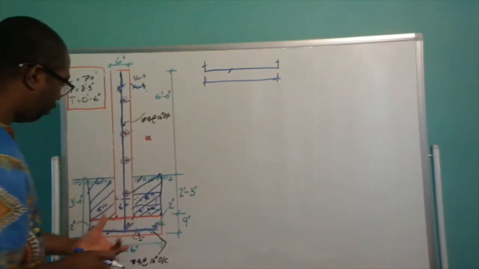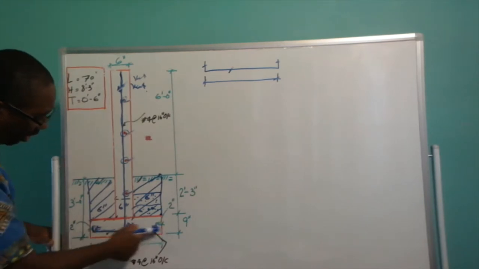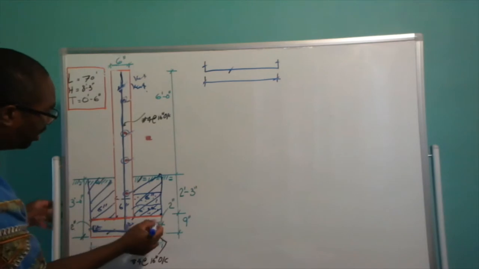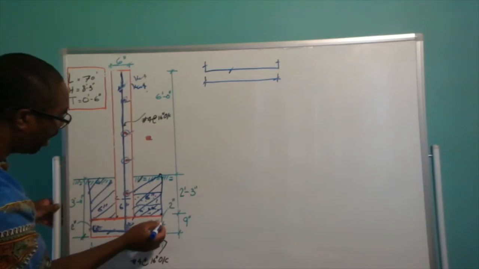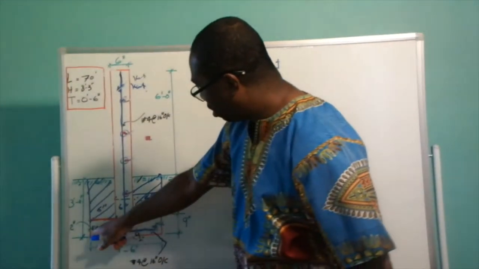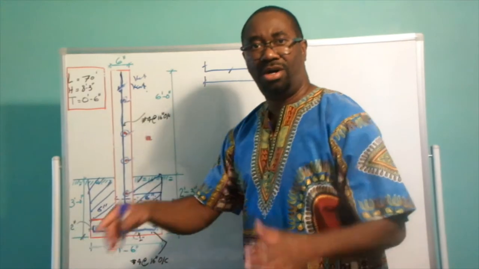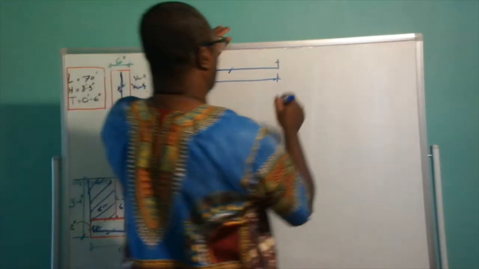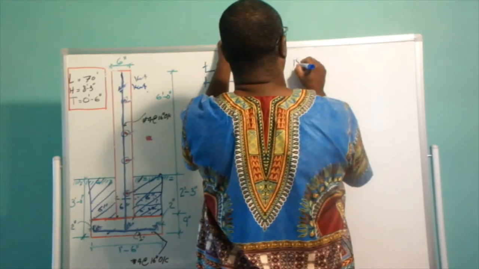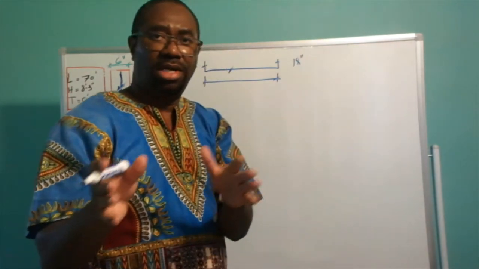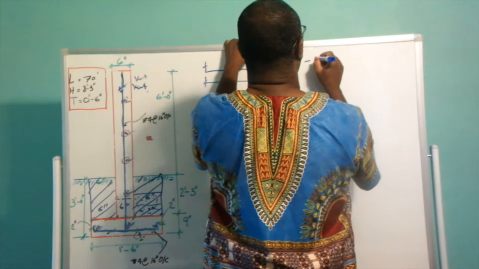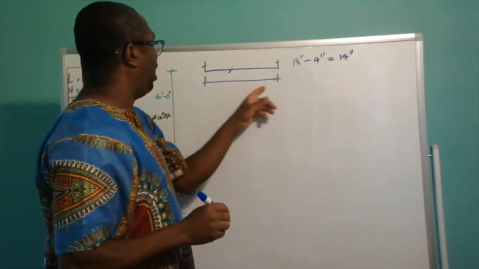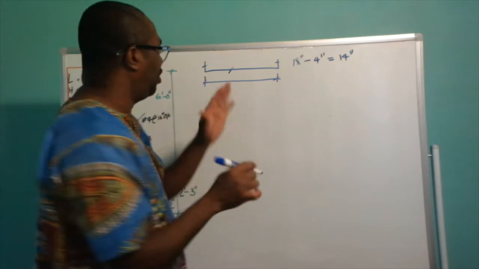So to obtain the length from this point onto this point, I have to go back to the footing. Now the footing has a total width of 1 foot 6 inches. If you observe the footing in detail, you will see that it has a concrete cover on this side of 2 inches and a concrete cover on the opposite side of 2 inches. So that is a total of 4 inches of cover. So the length of this portion here is going to be 18 inches, because 1 foot 6 inches is 18 inches, minus 4 inches, and that works out to be 14 inches. So right away, the length of this portion here is 14 inches.